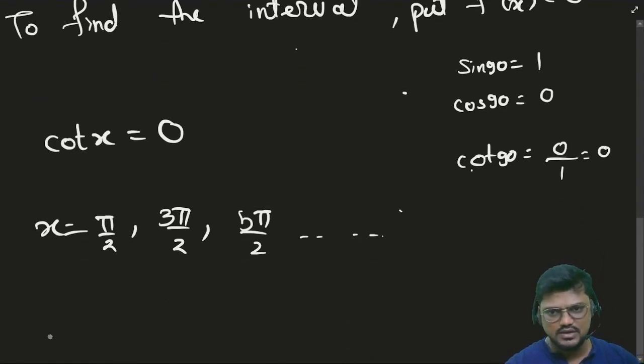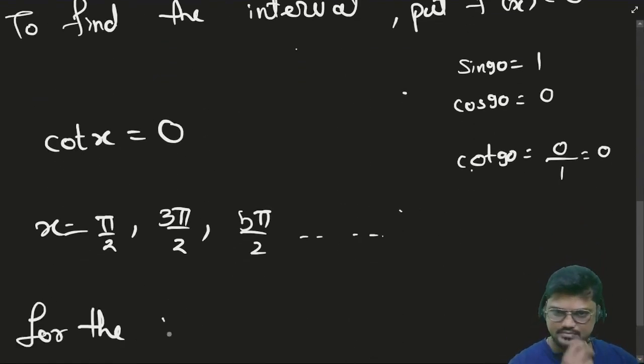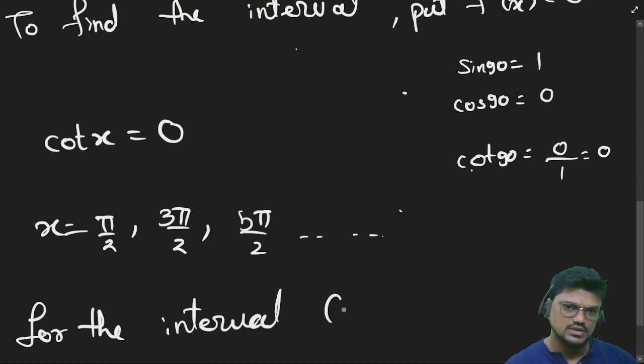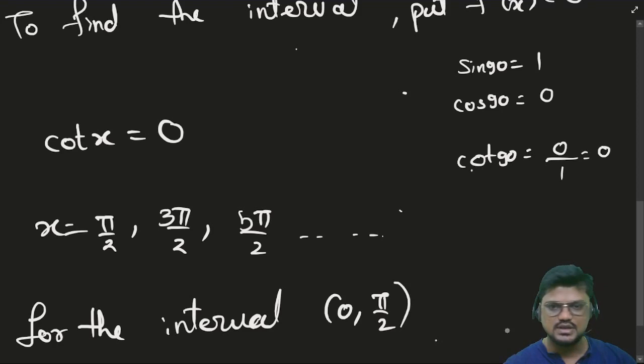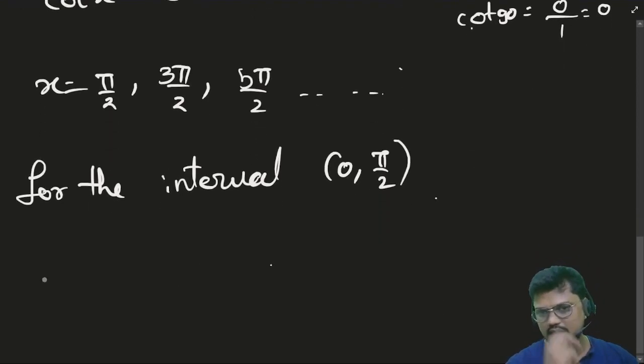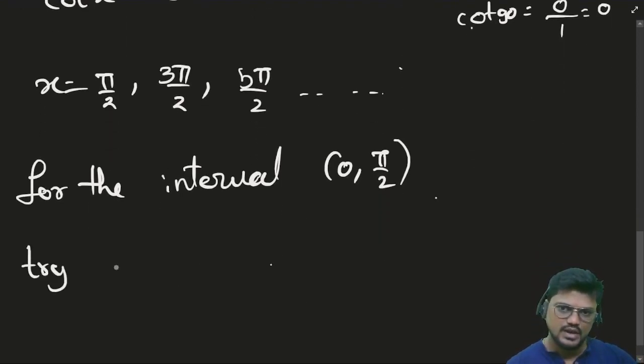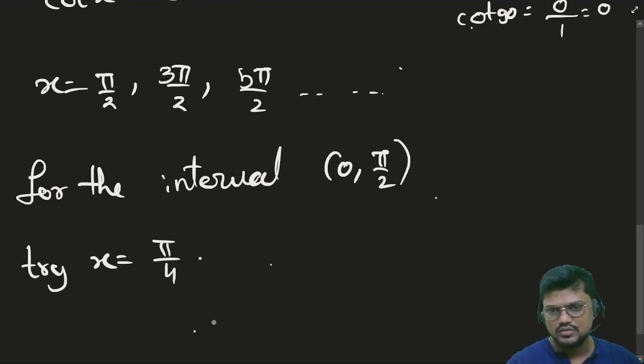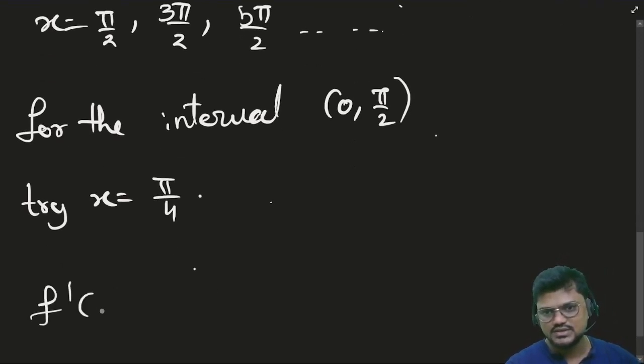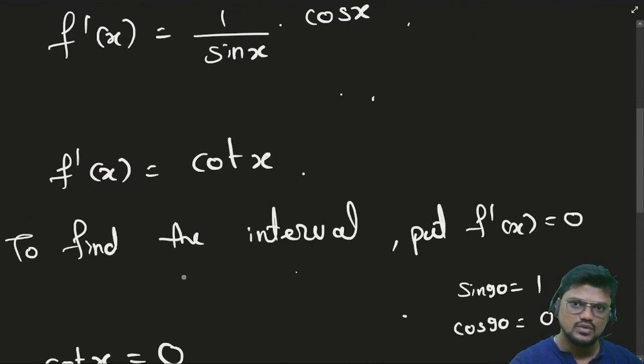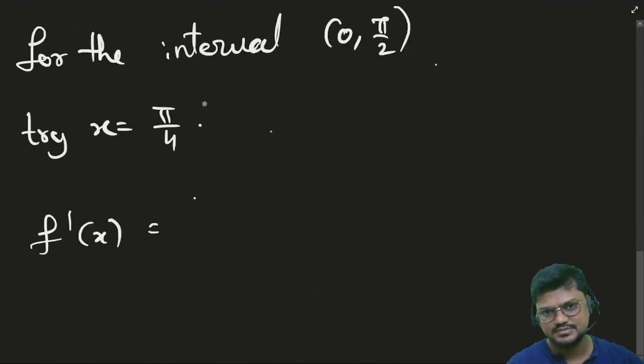Now for the interval 0 to pi by 2, this comes under 1. So try anything. Let's say try x equals pi by 4. So what is your f dash of x? Cot x.